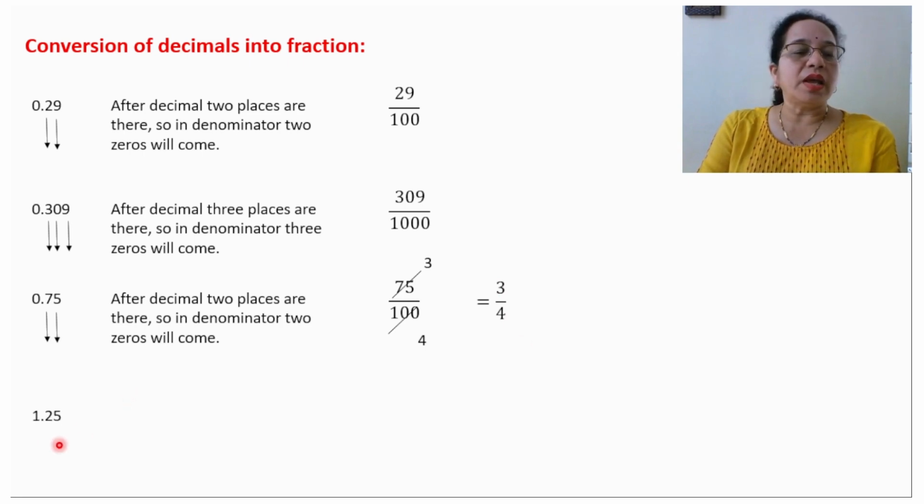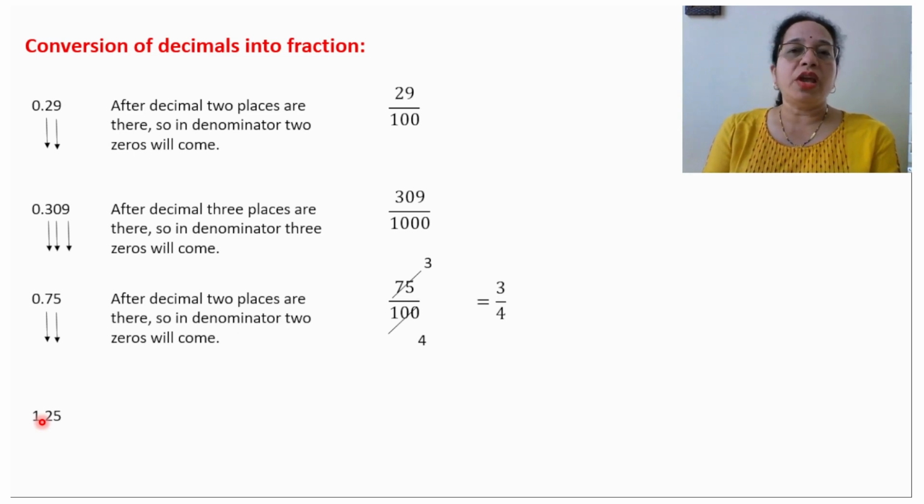Take one more example, 1.25. Suppose this decimal is not there. Hide this decimal. You can hide decimal with your finger, with your pencil, or with the point of your pen. Whatever is convenient for you, you can do that. So here if decimal is not there, your number will be 125.